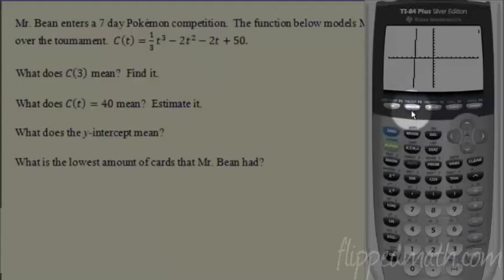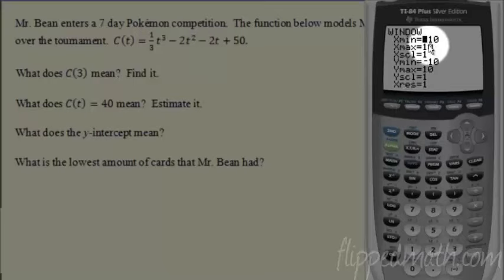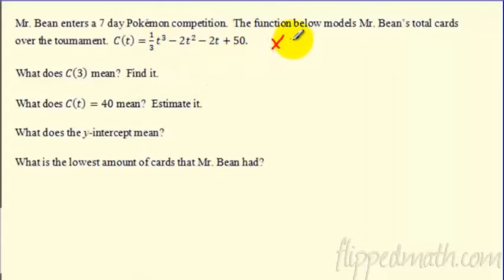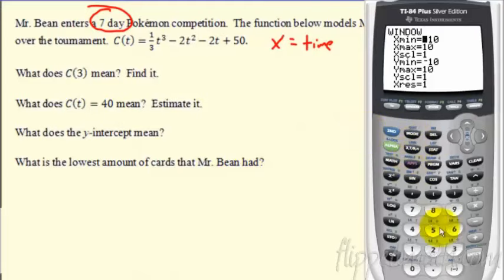So let's go back and change our window. Oops, where am I at? Window. Okay, let's change the window so it makes sense. What does X stand for in this problem? X stands for what? T. So X in this case is really what? It's time. And how is it being measured? Well, it's being measured in days. So we're looking at his 7-day competition. So what's the minimum amount of days?